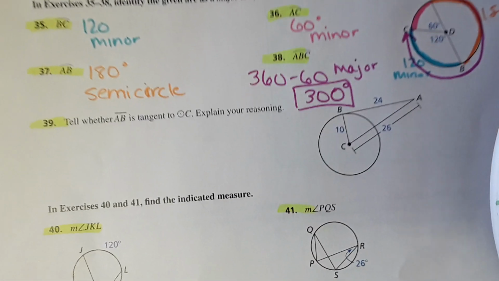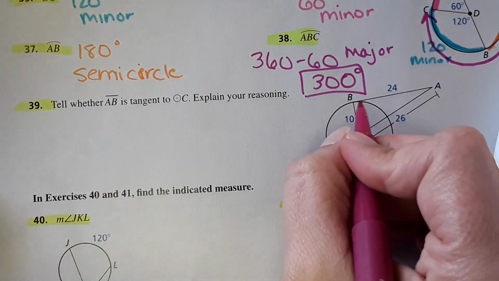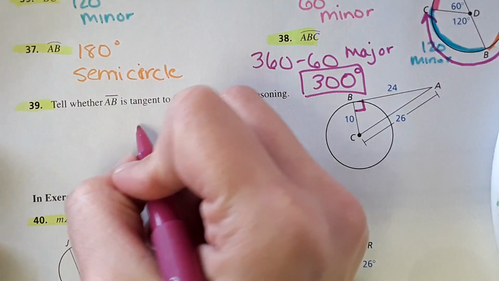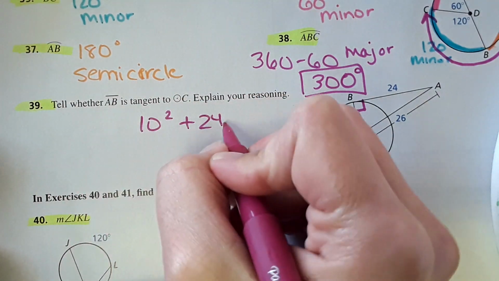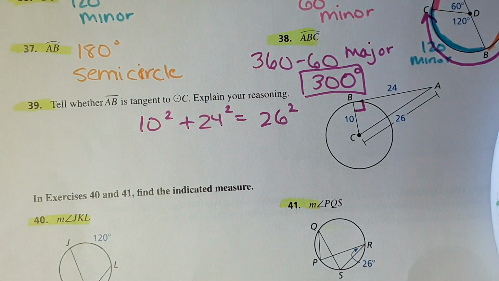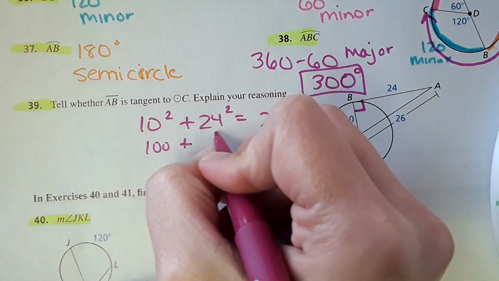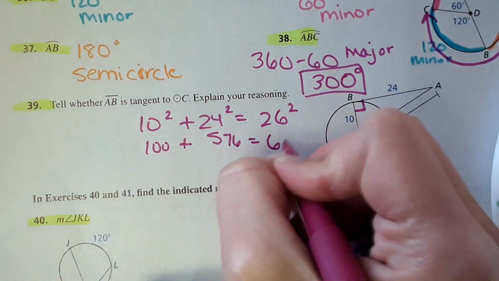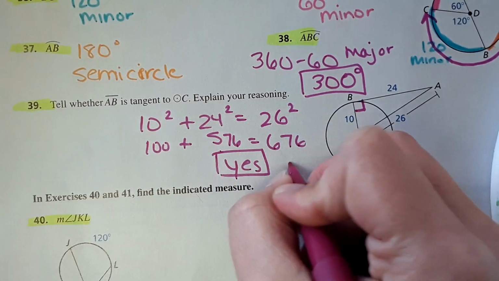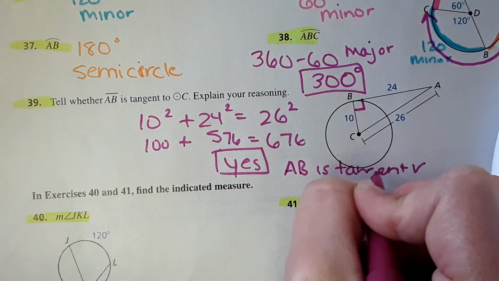Okay, next one. Tell whether AB is tangent to circle C. If AB is tangent, then this would be a 90-degree angle, and this would be a right triangle. So we can use Pythagorean theorem to see if it is a right triangle. So if this equals this, then it's a right triangle, and then AB is tangent. So we get 100 plus 576 equals 676. Yes, that equals that. So yes, AB is tangent.